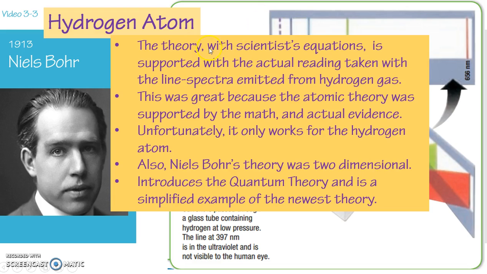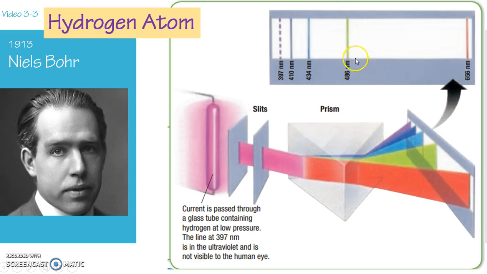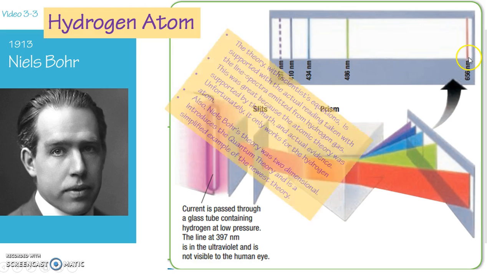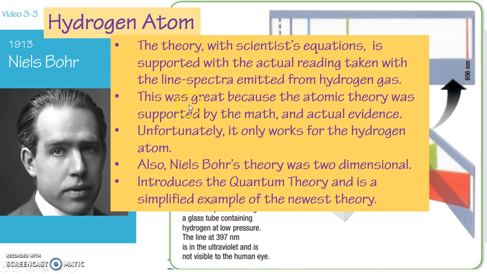So here, this is what I just said. Okay, the theory with scientific equations is supporting the actual reading that he took with this line spectra from this test, the line spectra that was emitted from hydrogen gas. This is great because the atomic theory was supported by math and actual evidence. Unfortunately, it only worked for the hydrogen atom. Once you stuck in more than one electron, it did not work.